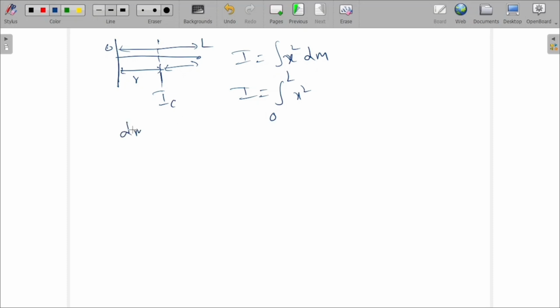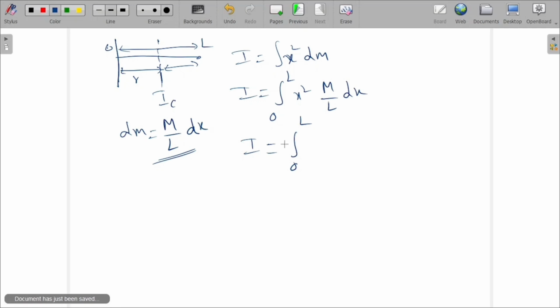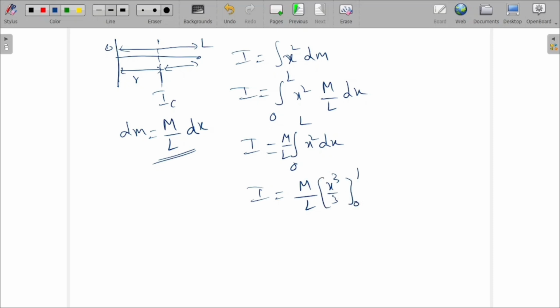Dm is what here? Dm equals m by L into dx. Same, m by L into dx, rod only, no? So m by L into dx. Then I equals integral 0 to L, m by L is common, then x square dx. Then I equals m by L, x square dx means x power 3 by 3, from 0 to L limits. So m by L into L cube by 3.